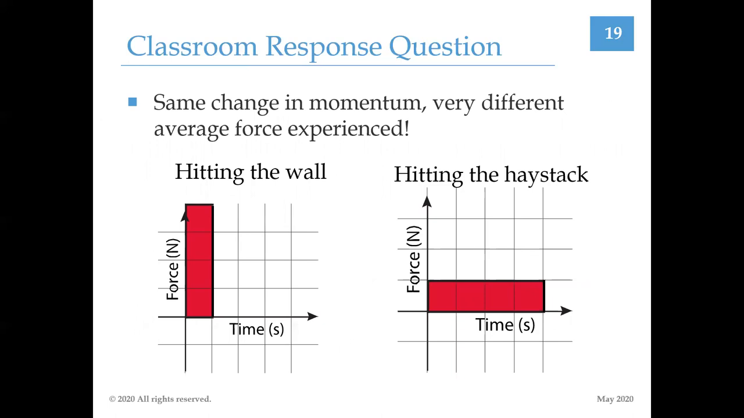So here are some graphs that we can look at. It's the same change in momentum, but very different average forces experienced. When we hit the concrete wall, we change our momentum in a very, very short time, whereas when we hit the haystack, we have a much longer time. As you can see on the left, we still need to have the same change of momentum, so the area under this curve needs to be the same. But if we're only using this little bit of time to slow down, the average force we're experiencing is very, very large compared to when we hit the haystack, where we have all of this time to slow down because the haystack can deform and give us some room and some time. We don't need to experience nearly as large an average force.